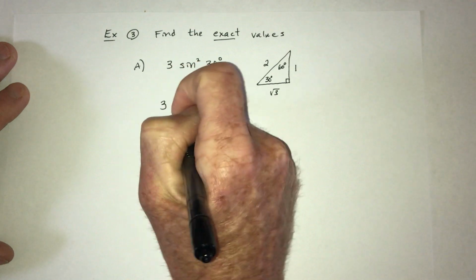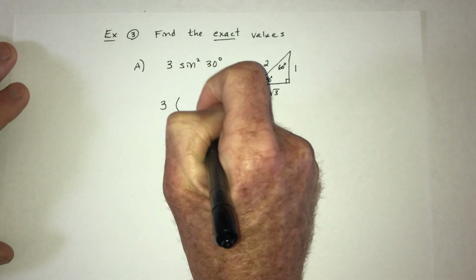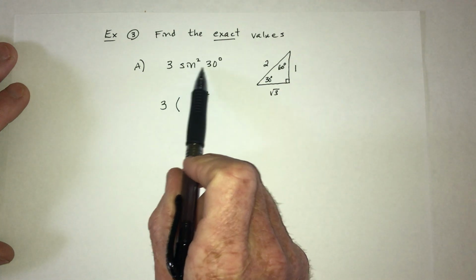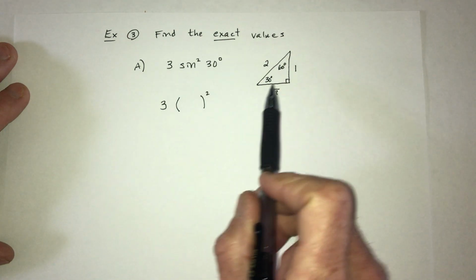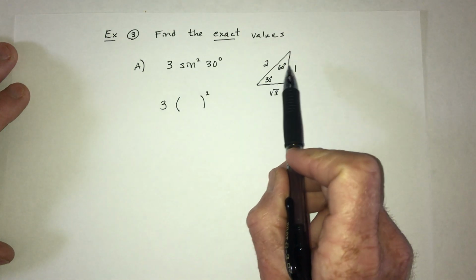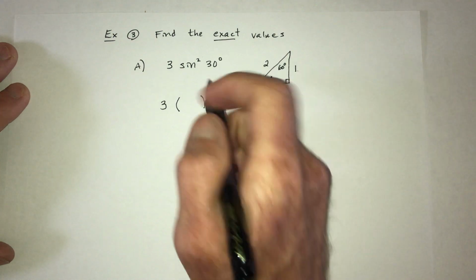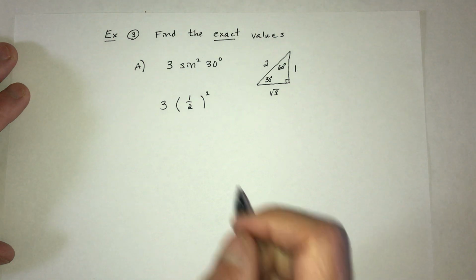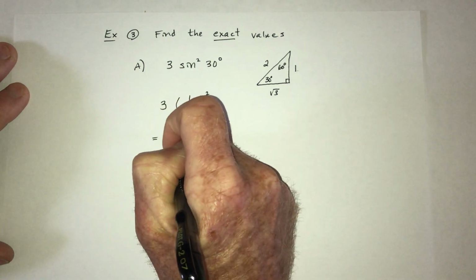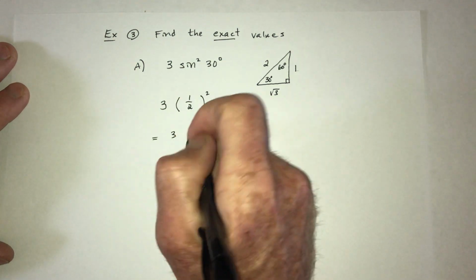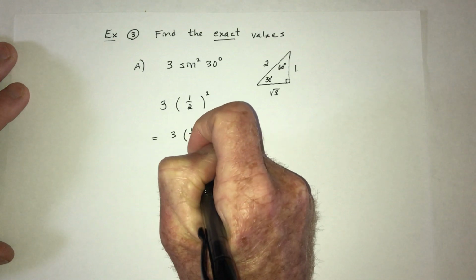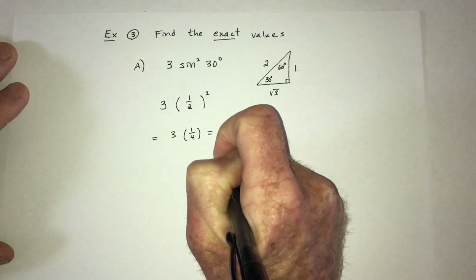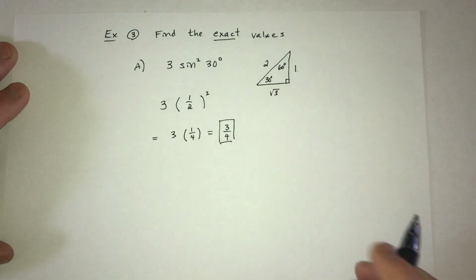So this is going to be 3, and then something gets squared. And the something that gets squared is the sine of 30 degrees. So sine is opposite over hypotenuse. So it'll be 1/2 gets squared. So when you square 1/2, that equals a 1/4. So it equals 3/4. And there is my exact answer.